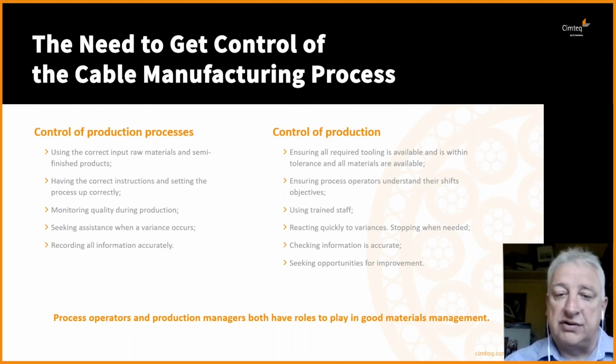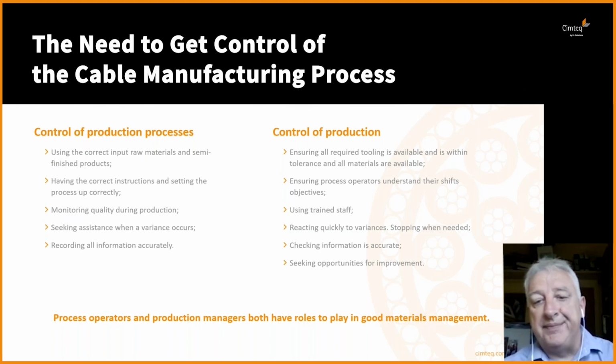Clearly, that could lead to scrap. It could lead to overusage. But it does happen. But again, making sure that staff are trained is a responsibility of supervisors and production managers. When variances occur, supervision and management really have to react quickly to it, and if necessary, stop production. There's no point carrying on making scrap if we're just making length for the sake of making length.